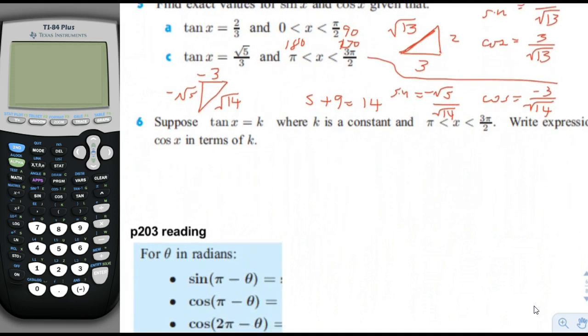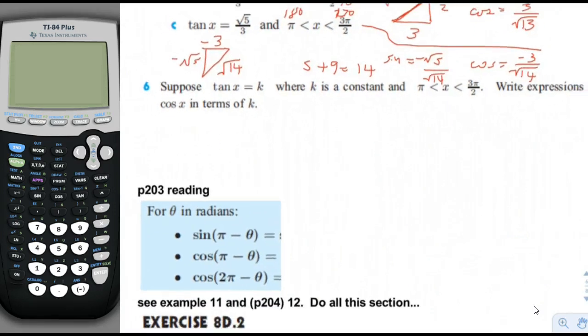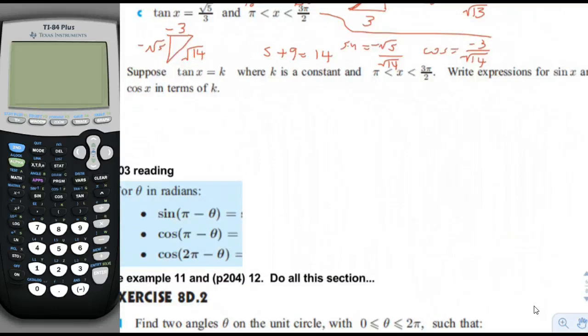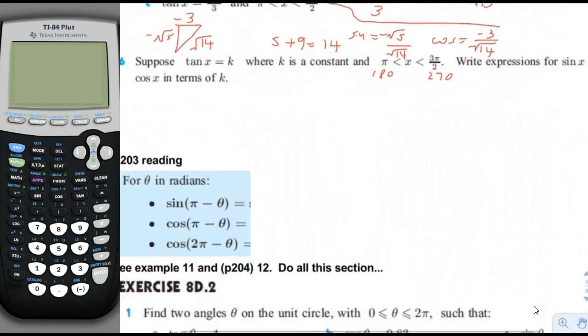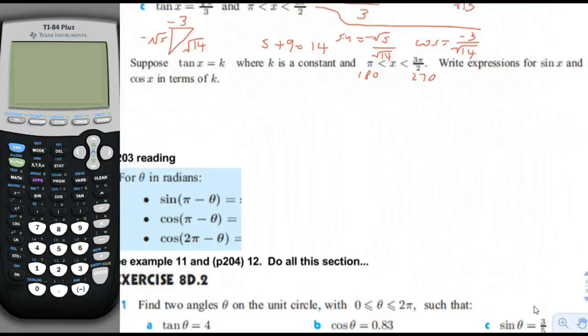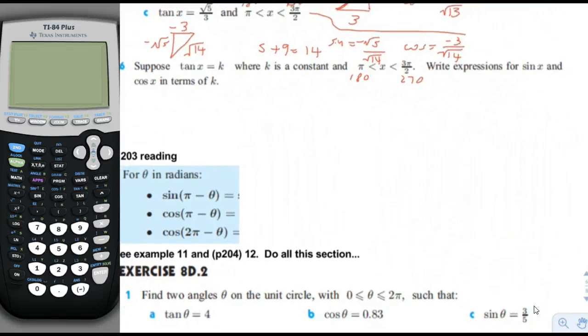Okay. Number 6. Suppose that the tangent of x equals k, where k is a constant, and x is between 180 and 270. Write the expressions for sine x and cosine x in terms of k. Okay, so we're talking about an angle that is basically in this quadrant here. And we know that the tangent is k, so we could think of the opposite as being k and the adjacent being 1.